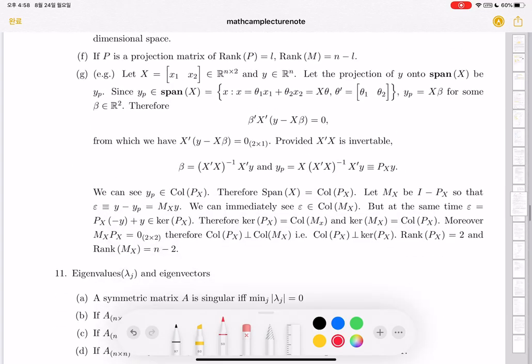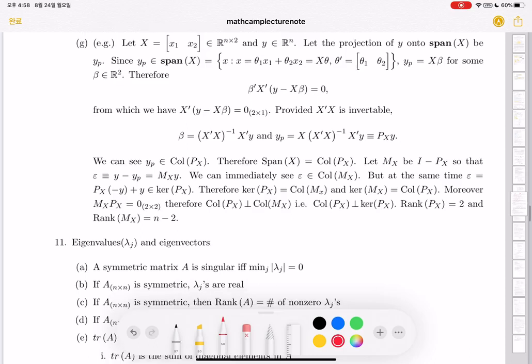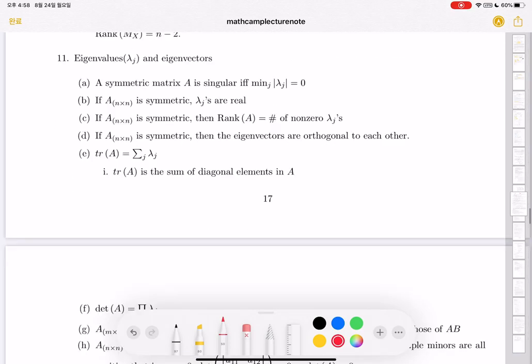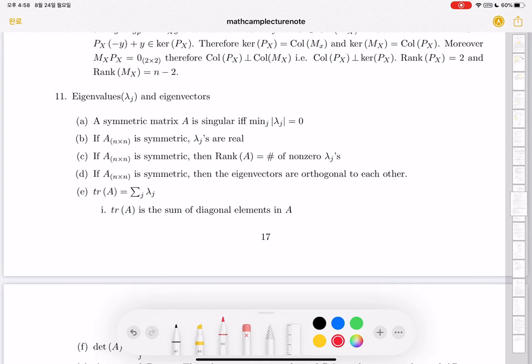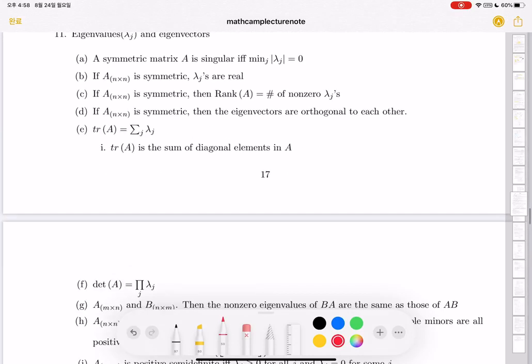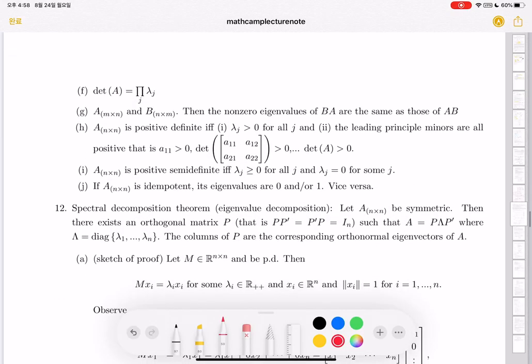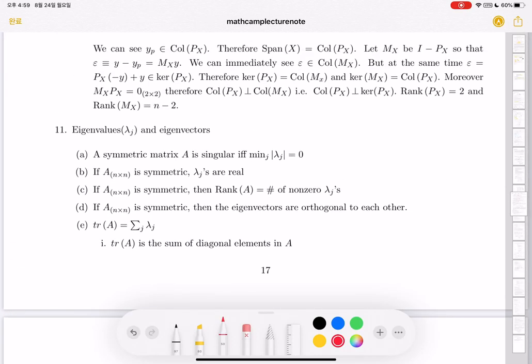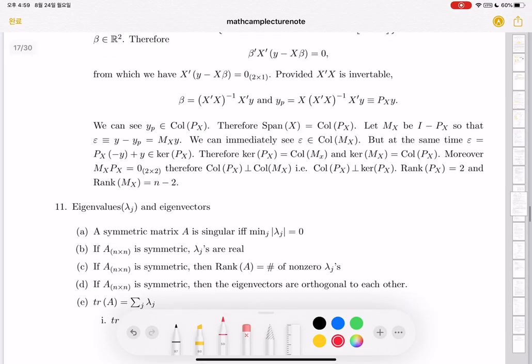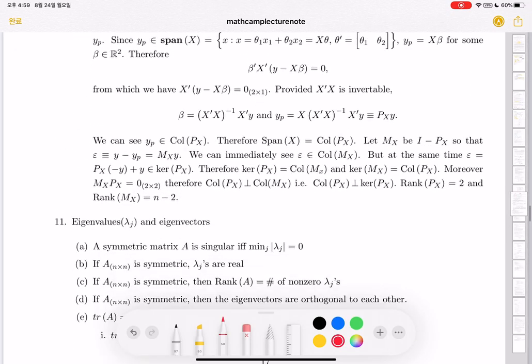Okay, so read this part carefully. Now we are going to talk about eigenvalues. What is an eigenvalue? I didn't define the eigenvalue.